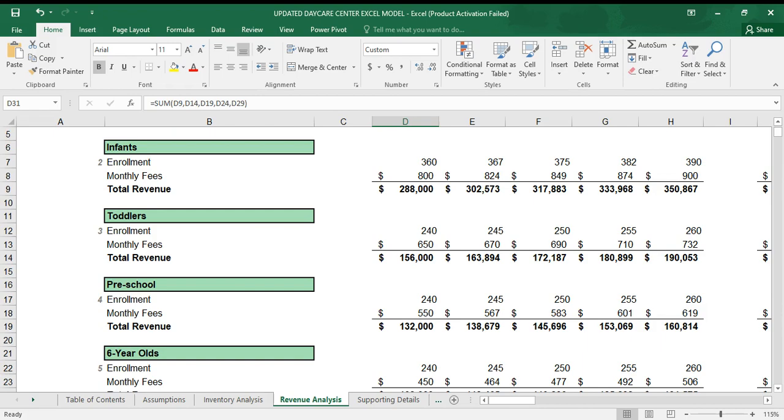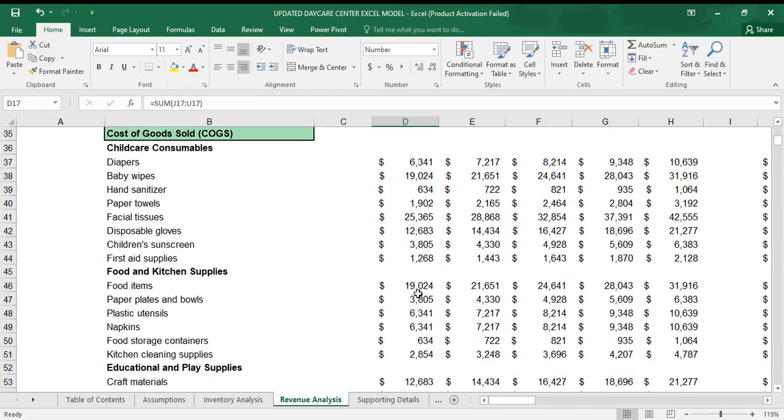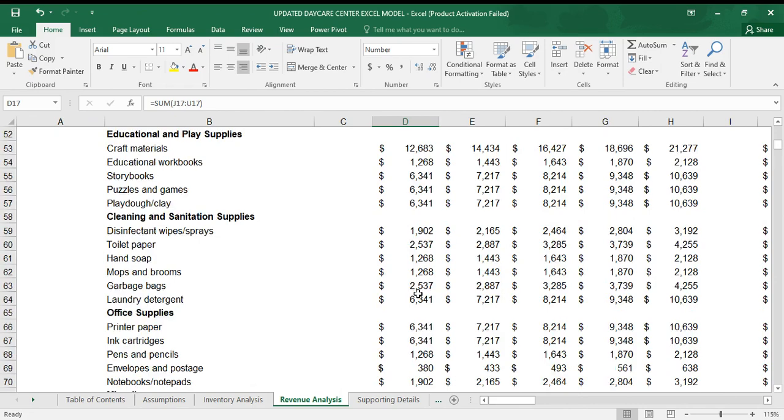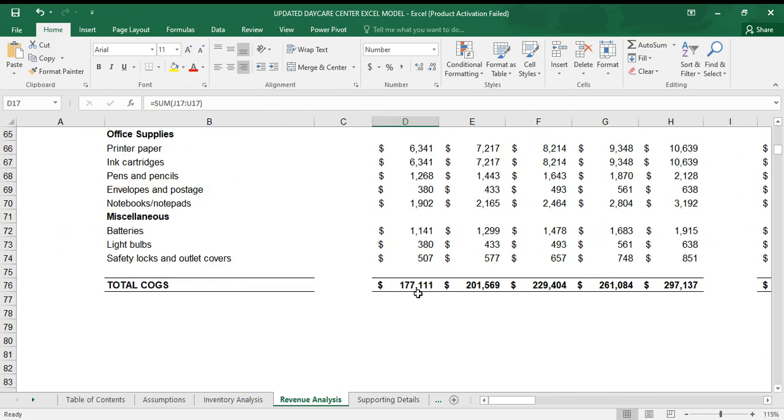Next, moving on to the cost of goods sold analysis. Here we have calculated the cost of goods sold figures for each year and for each month again.